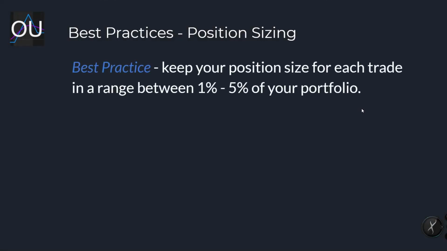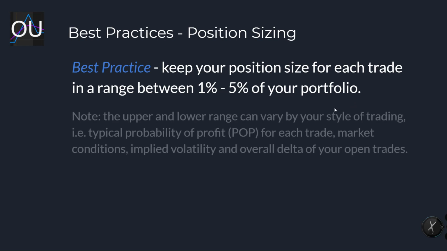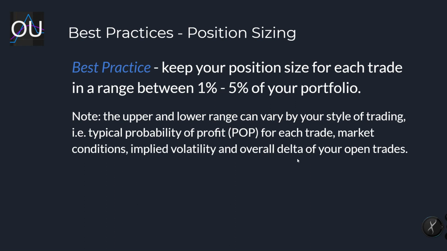So best practices: keep your position size for each trade in the range of, let's say, between 1 and 5% of your portfolio. Now, the upper and lower range can vary by your style of trading, and you'll hear this a lot out there. People won't tell you necessarily why you want to do that. We're going to go into a little bit of why you'd want to do between 1 and 5% and why we choose those numbers, and then also some examples we're going to give you.